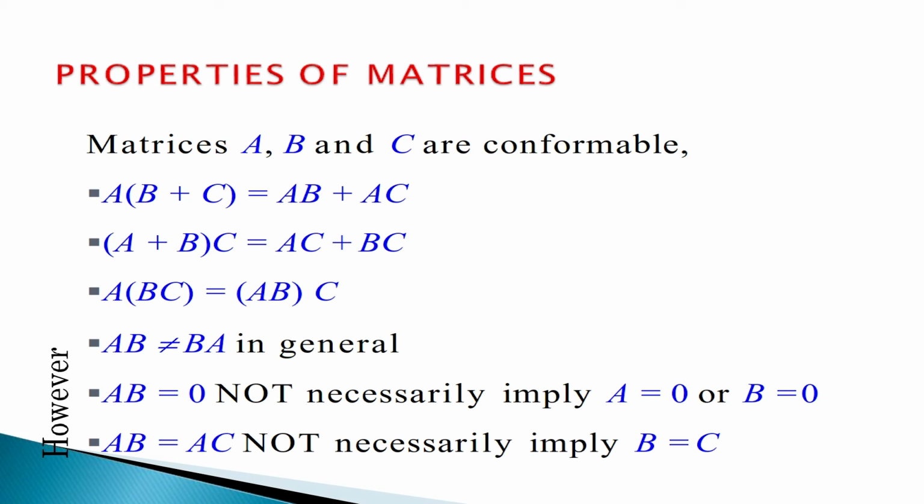Matrix multiplication is associative, that is A into BC is equal to AB into C, but AB is not equal to BA. That means matrix multiplication is not commutative. If AB is equal to 0, it does not necessarily mean A is equal to 0 or B is equal to 0. Similarly, if AB is equal to AC, it does not necessarily imply B is equal to C. That means the cancellation law does not hold for matrices.